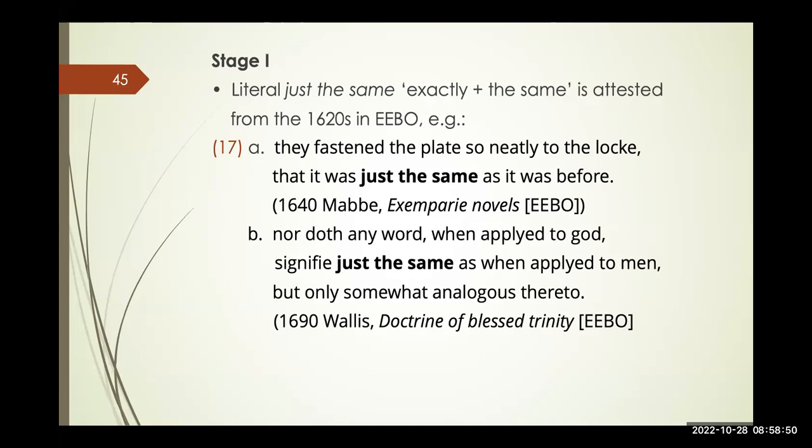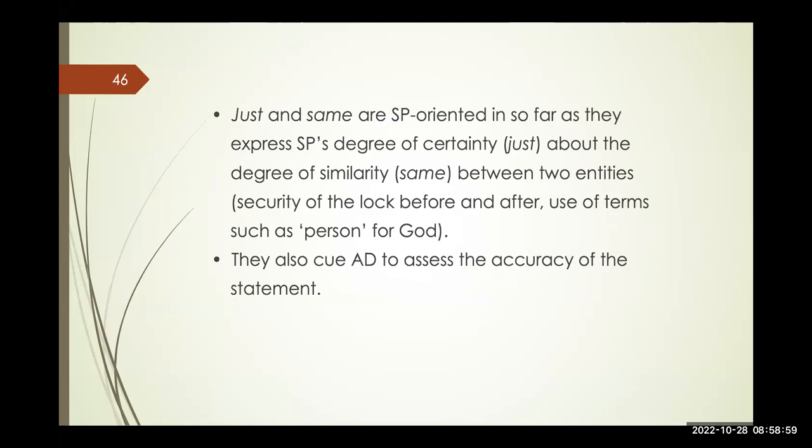"Nor doth any word when applied to God signify just the same as when applied to men, but only somewhat analogous thereto." Just and same are speaker-oriented insofar as they express the speaker's degree of certainty about the degree of similarity, which is the same, between two entities: the security of the lock before and after, the use of terms such as "person" for God. They also cue the addressee to assess the accuracy of the statement.